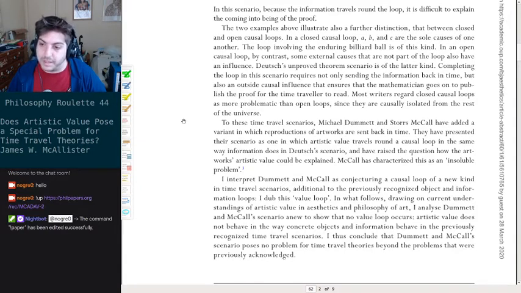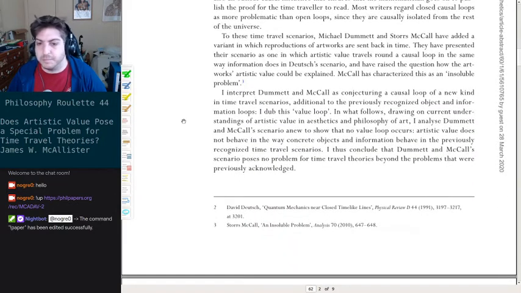To these time travel scenarios, Michael Dummett and Storrs McCall have added a variant in which reproductions of artwork are sent back in time. They have presented their scenario as one in which artistic value travels around a causal loop in the same way information does in Deutsch's scenario, and have raised the question of how the artwork's artistic value could be explained.